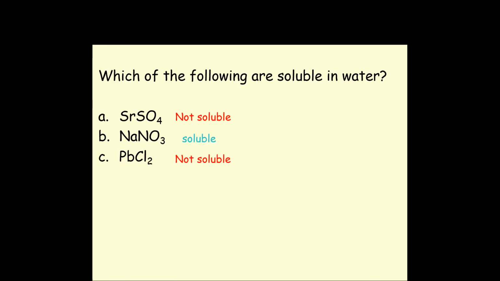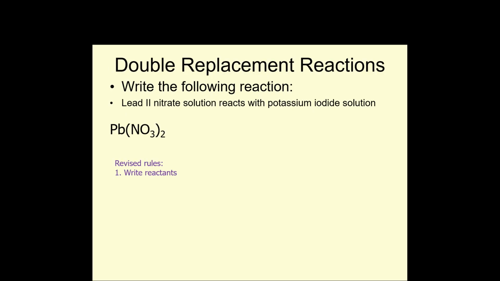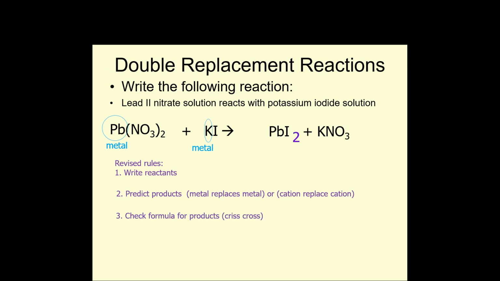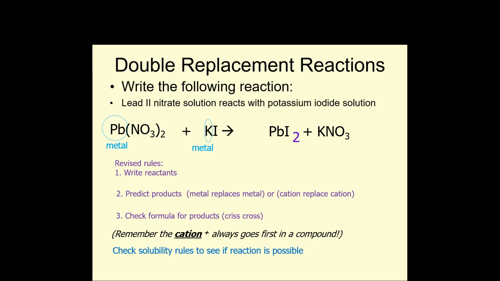So lead chloride is going to be insoluble, or not soluble. So let's look at the double replacement reaction. You write the reaction. You write the reactants. You write the products, like we did. Switch the metals. But then, when writing the cation first, we have to check the solubility rules to see if either one of these compounds is insoluble. So we go back to our solubility rules.